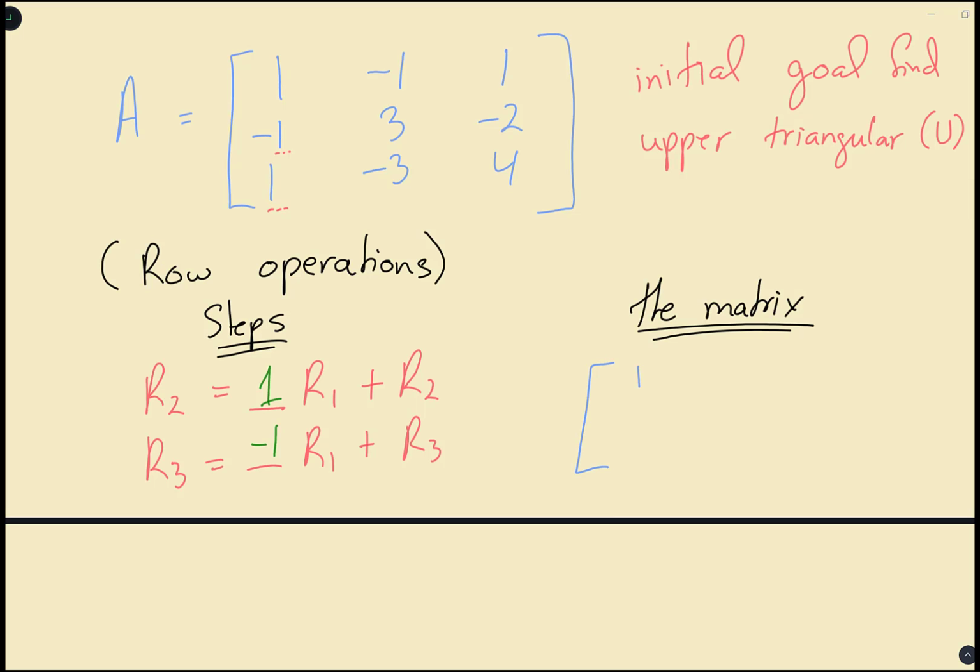So we're going to have the first row unchanged. Second row, we're going to have a 0 here. We're going to have a 2 here, and then a -1 here. And then the third row, we have a 0, -2, and 3.